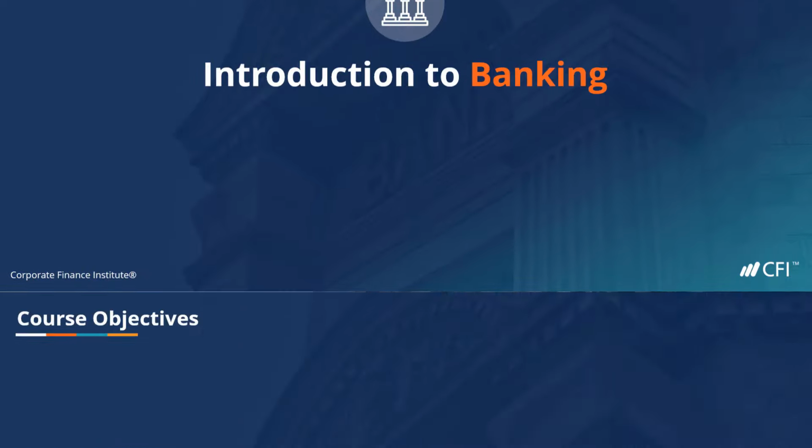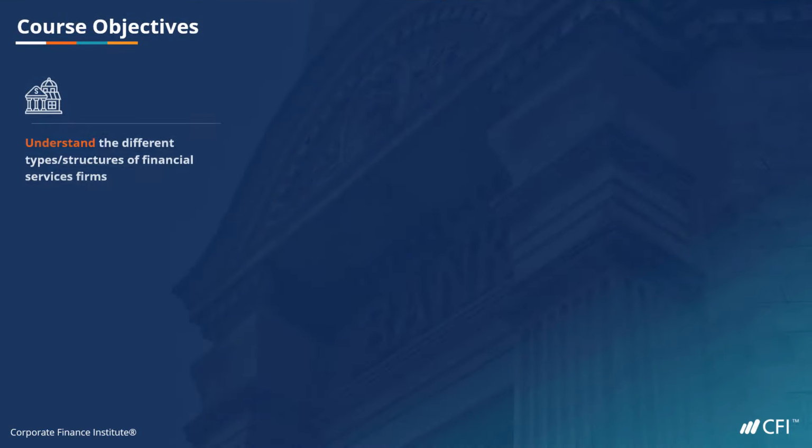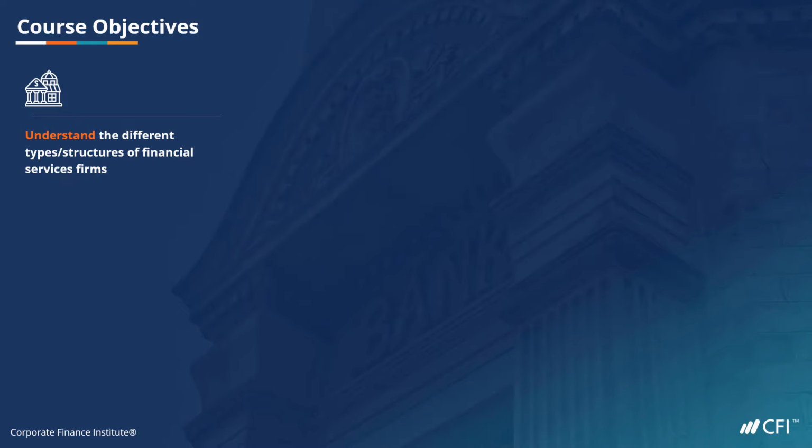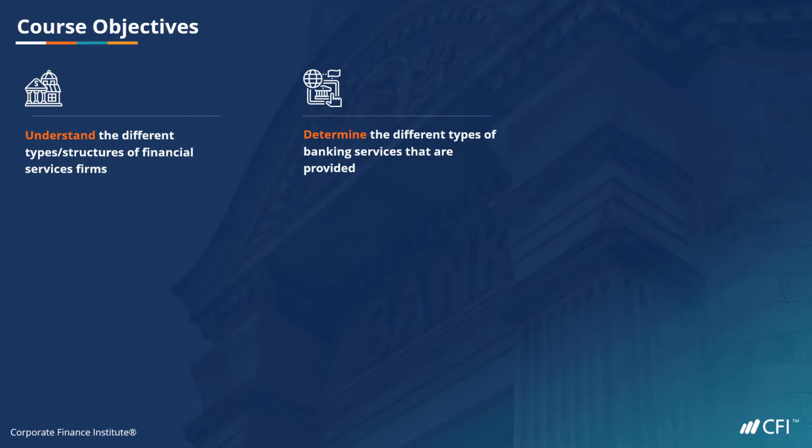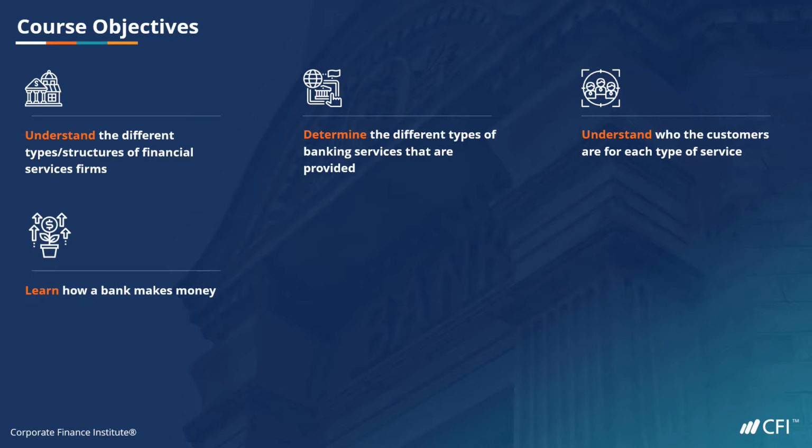In this course, we're going to walk through the different types of financial services firms, starting with the categories of financial institutions, and then looking at how they're organized into different sectors. Next, we look at what different types of banking services are provided and also who the customers are for each type of service. We'll then walk through how a typical bank generates a return, how it makes money. And then finally, we'll differentiate the various banking career paths that are available in this industry. Now, let's get started.